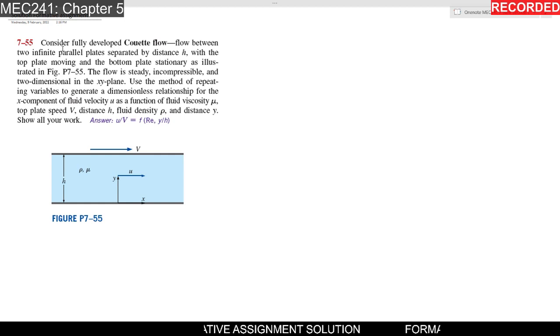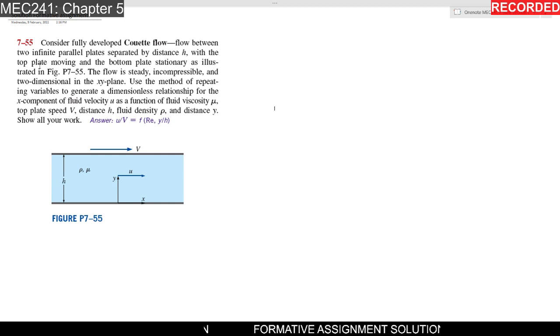Okay, so the question is you have to consider fully developed Couette flow. Never mind what the name of that flow is, because it does not really matter to your solution here. Okay, and then flow between two infinite parallel plates. So this one is the parallel plates, one up and one down below, separated by distance, the symbol H here, as shown in the diagram.